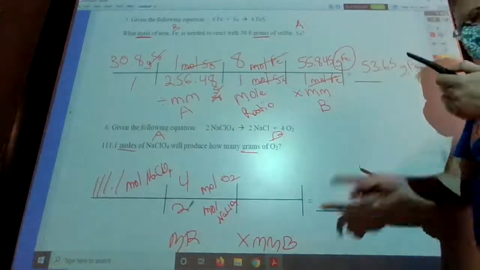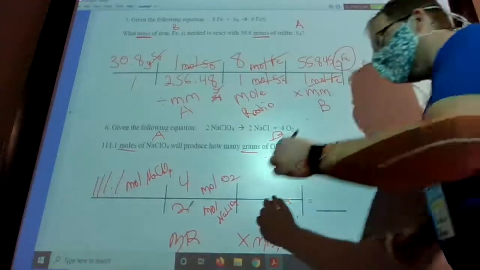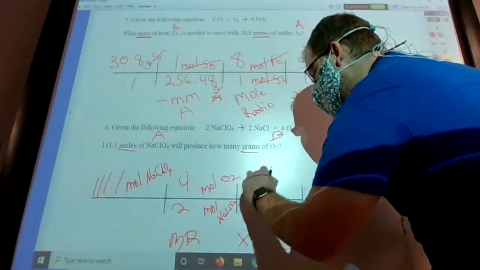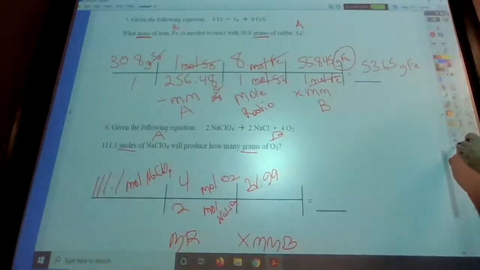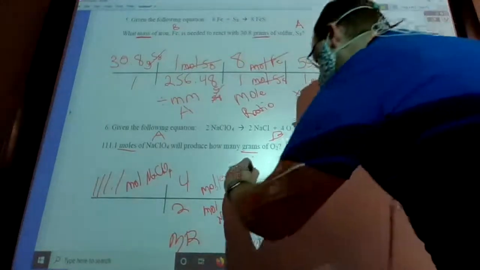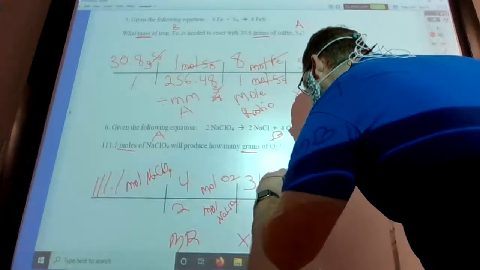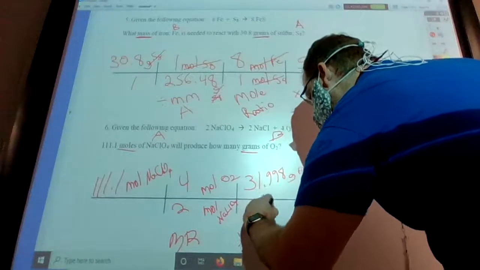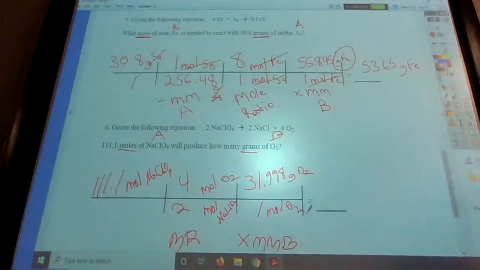That was my bad. So, we're multiplying by the molar mass of B. So, two oxygens added together is 31.998. That's ugly. If you rounded that to 32, you're probably going to get the correct answer. 31.998 grams of O2 per one mole O2. Nice. So now we have it set up.